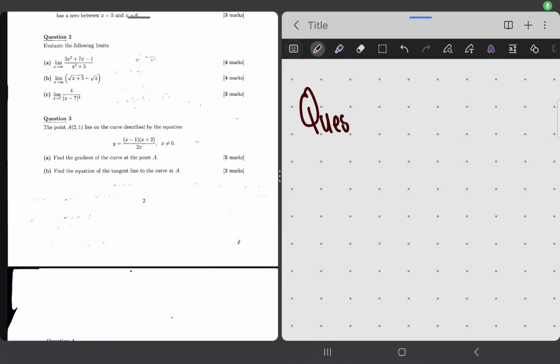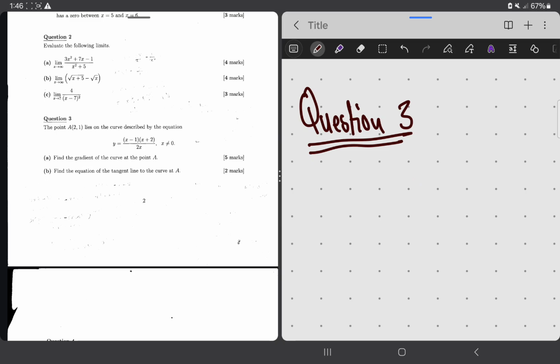We are doing question 3. Let's see what it says. We start with 3a. It says the point A, then it gives us the point lies on the curve, blah blah blah. Sometimes it's tiring to really read this. You don't have to read it, you just need to know there's a point on the curve. Where's the curve? y is equal to blah blah blah.